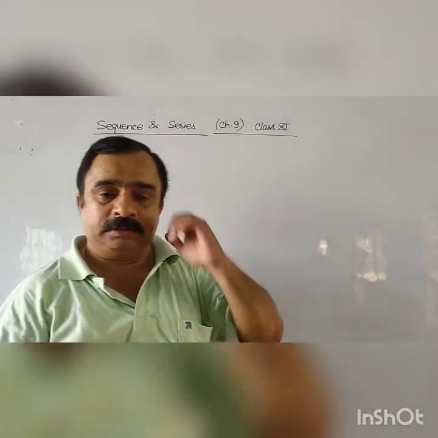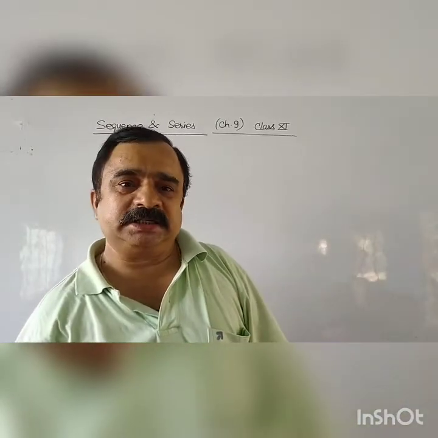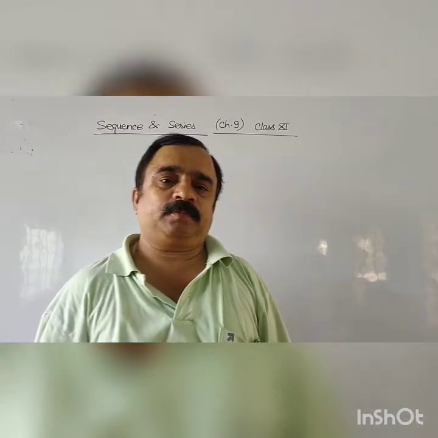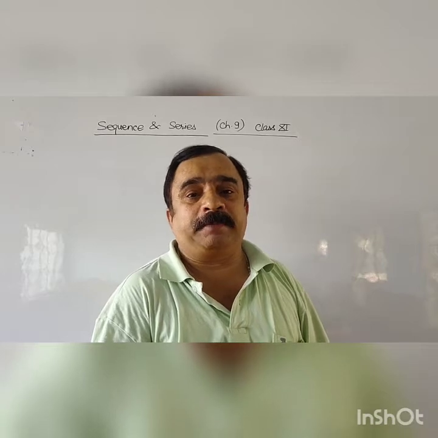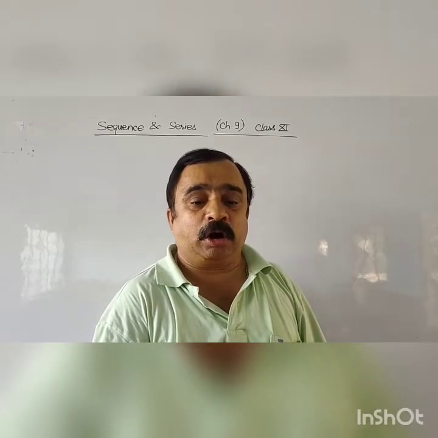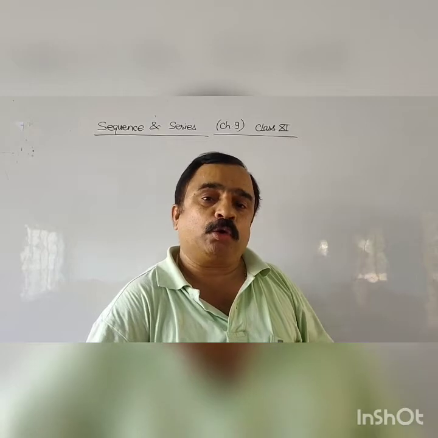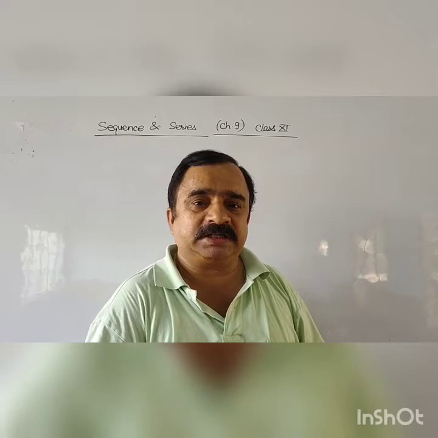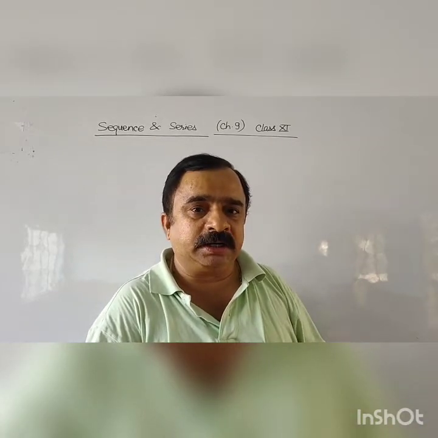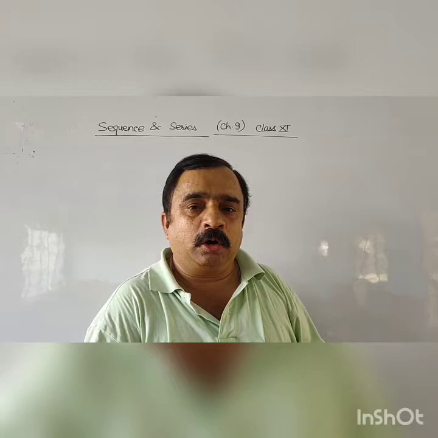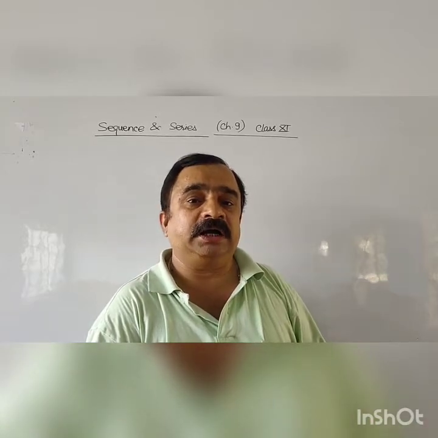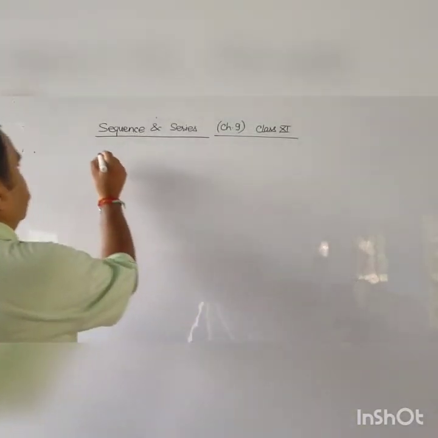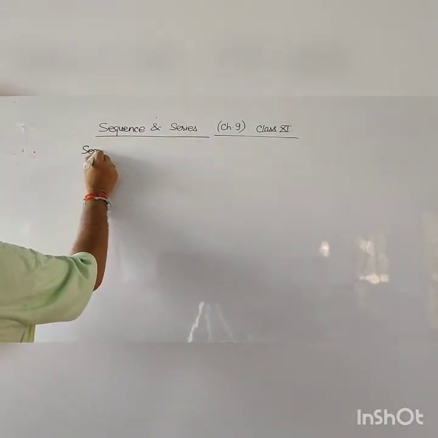What is sequence? First question is, what is sequence? Sequence क्या है? The numbers arranged in order according to a law or rule is called sequence. So first of all, we have to know what is sequence.